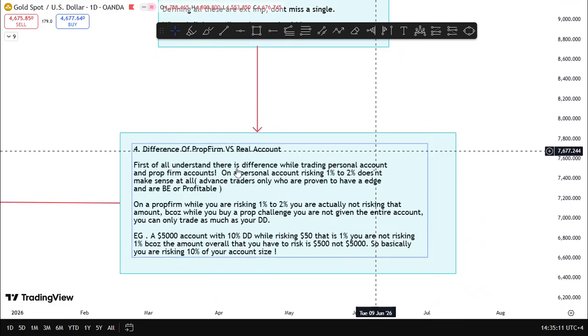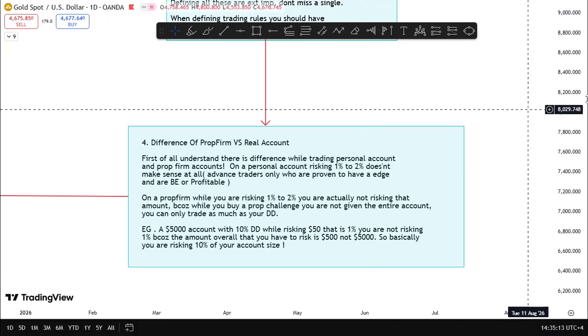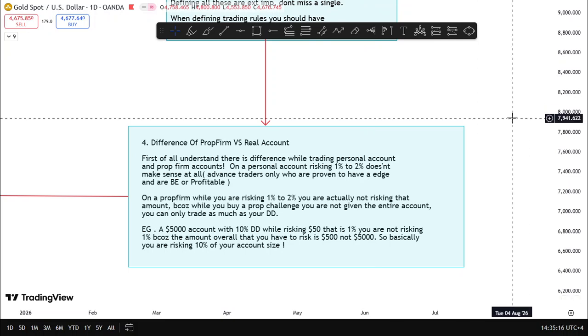Now one more very key factor, the difference between prop firm and real account. This is very important. First of all, understand that on a personal account, risking 1 to 2% doesn't make sense at all. Why? Because if you are trading a prop firm account, you're just paying, if I'm not wrong, somewhere around $80 to $100 to get a 10k account. Sorry, my bad, not a 100k, a 10k account.